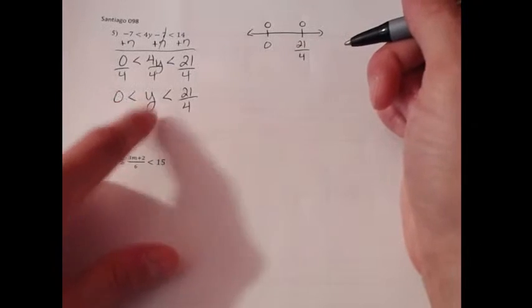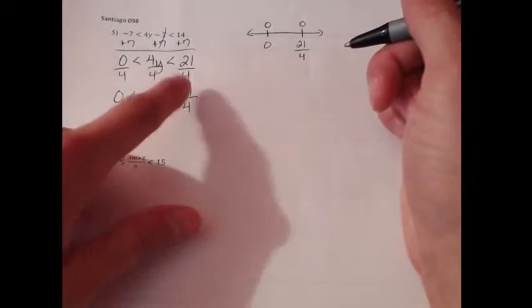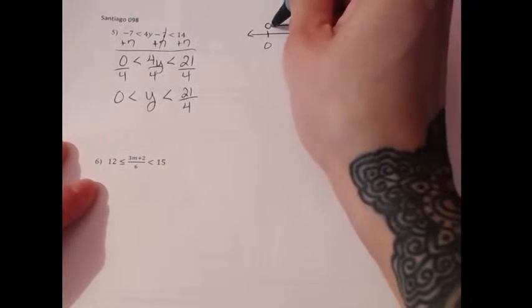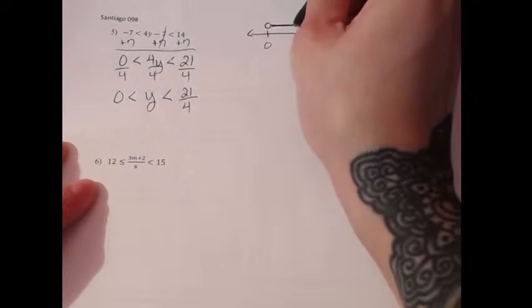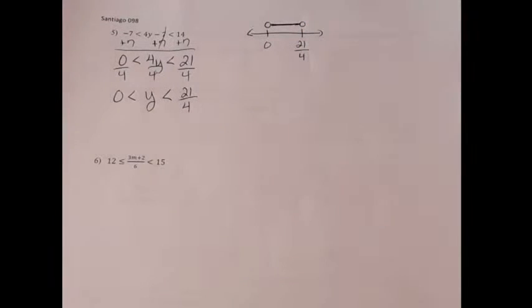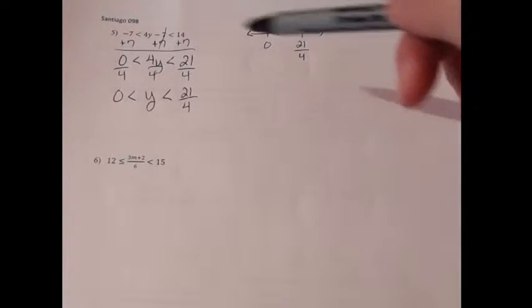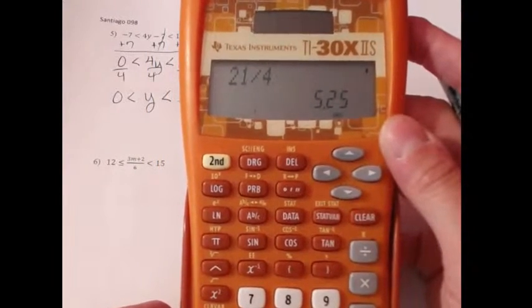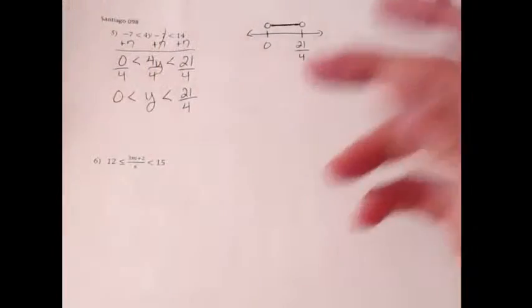0 is smaller than y, but y is smaller than 21/4, so that means we're right in the center, right? So if 0 is smaller than y, then y could be 1, 2, 3, etc., as long as y is smaller than 21 over 4. And if you plugged 21/4 into your calculator, that's 5.25. So y is somewhere in between 0 and 5.25.